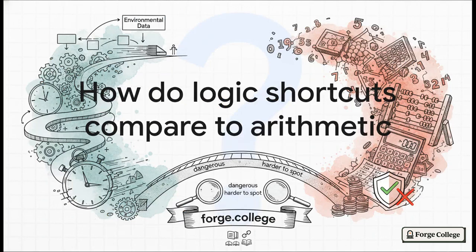So I want to leave you with one final provocative question to chew on. How do these logic shortcuts, these sneaky, time-bending environmental hacks, stack up against the raw math manipulation of arithmetic flaws when we look at real-world smart contract hacks? Which one is actually more dangerous? Which one is harder to spot? Well, we are going to be answering exactly that in our next explainer on triage and risk comparison.